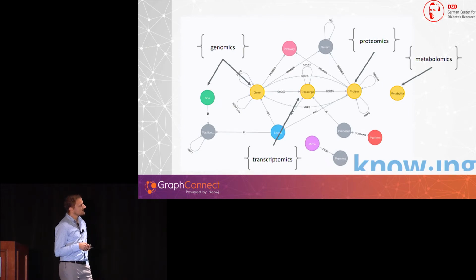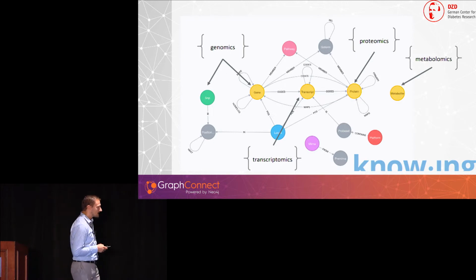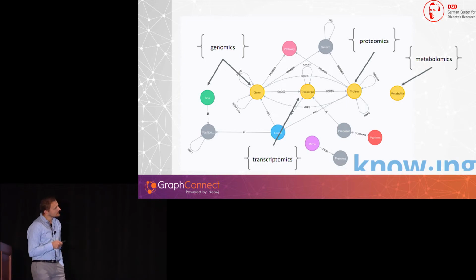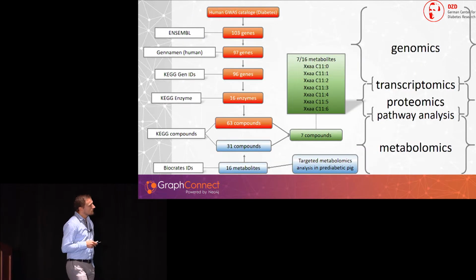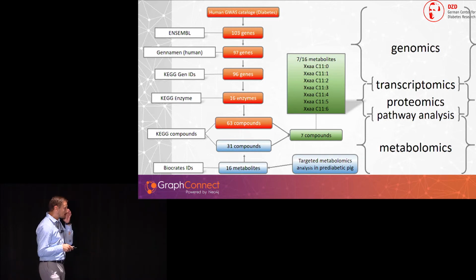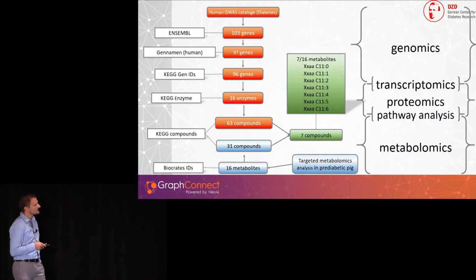To answer this question, you have to know that all these areas here are different research areas where many people do research, and we have to connect them. You see here the data model, we connect them with knowing, and we have a set of genes on top that are annotated for diabetes. These genes are mapped through different, publicly available databases into enzymes, and these enzymes metabolize different compounds. And so this is the human part of the data.